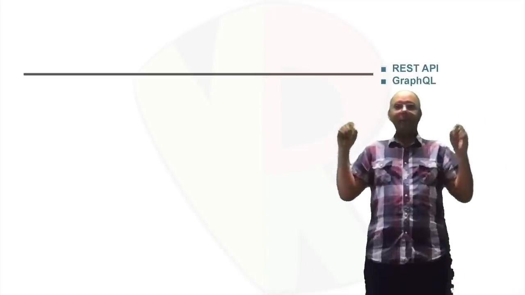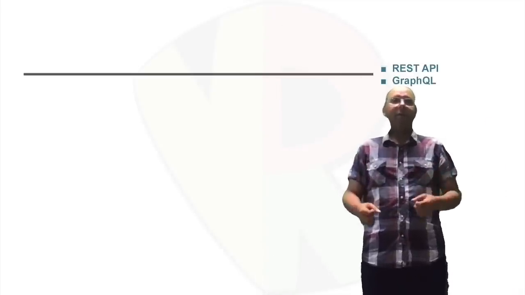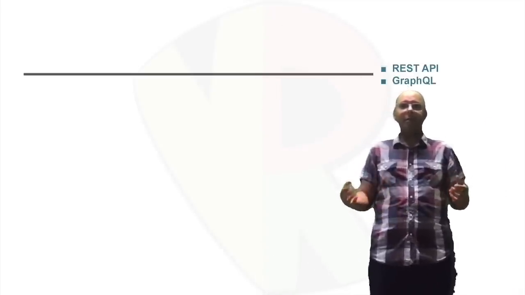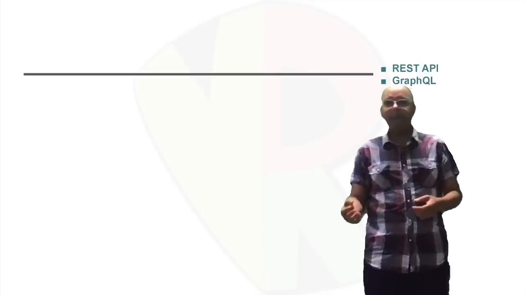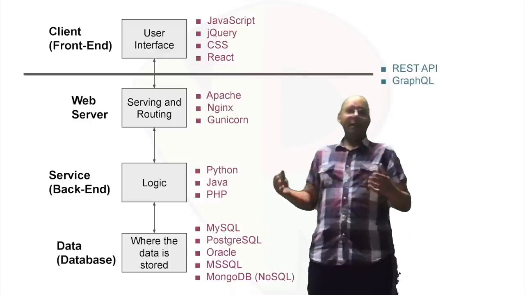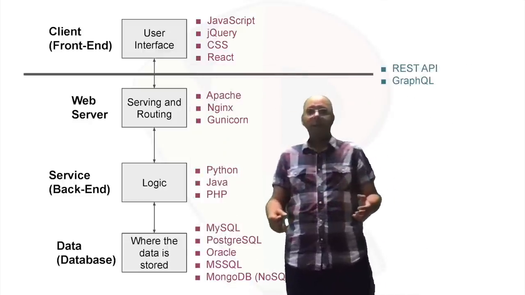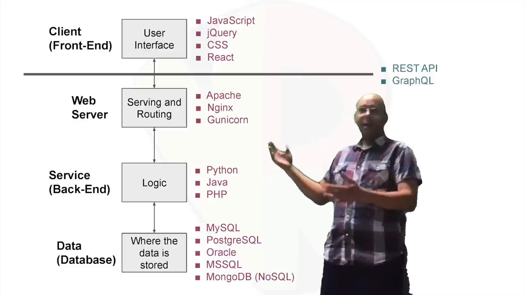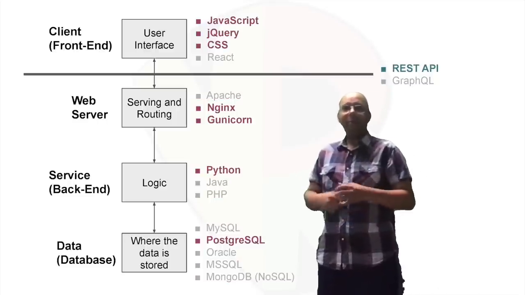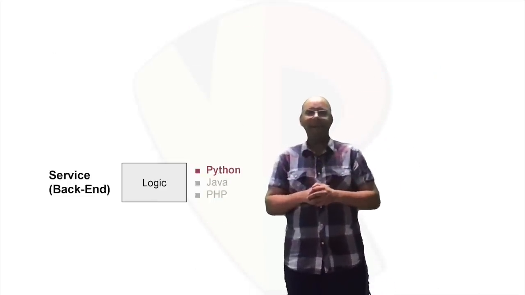REST and GraphQL aren't the only options. All you really need is an agreement between the client and the server as to how the data is requested and returned. And that's the standard flow from the client to the server. For the demos coming up in part 2, we'll assume we have a setup with the choices highlighted here. Let's dive into part 2 to see what's happening on the back end.